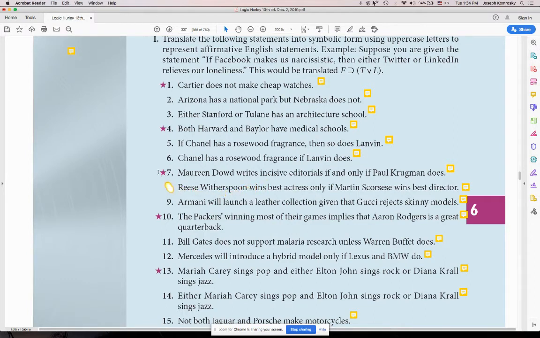And last but not least, let's do 7. Maureen Dowd writes incisive editorials if and only if Paul Krugman does. What stands out here, if and only if? What kind of symbol do you want to use? You got it. How many of you said M, triple bar, P? If you did, you're right. Could you use any letter you want? Yes.